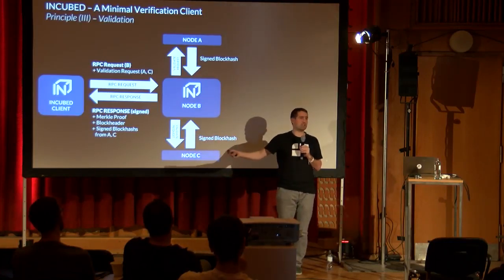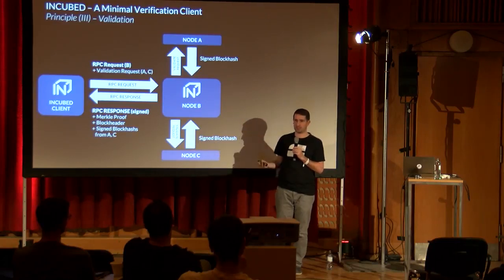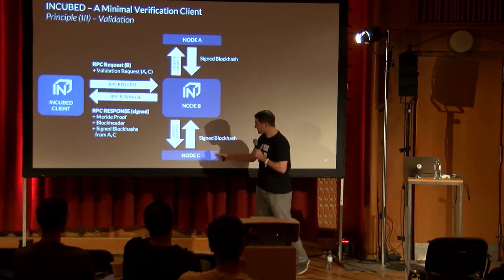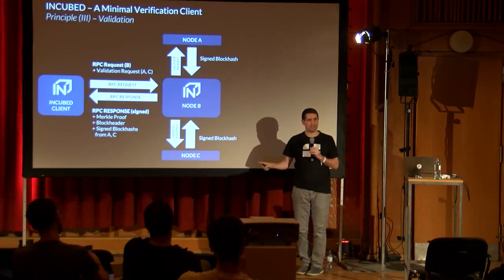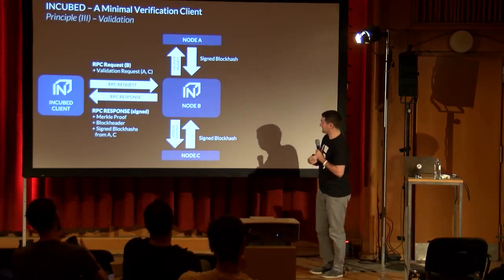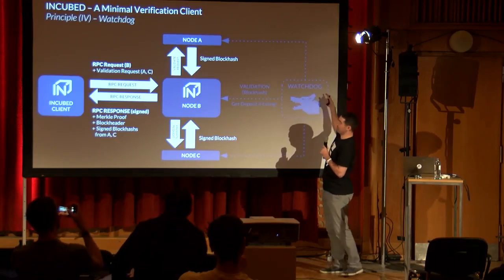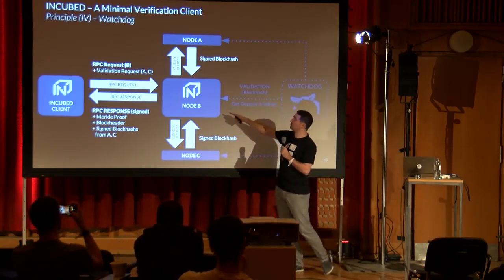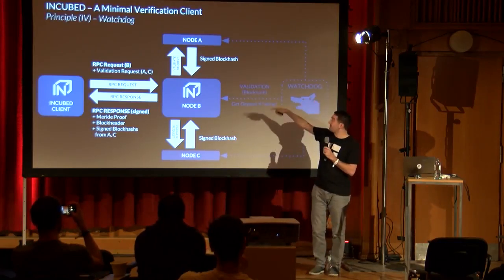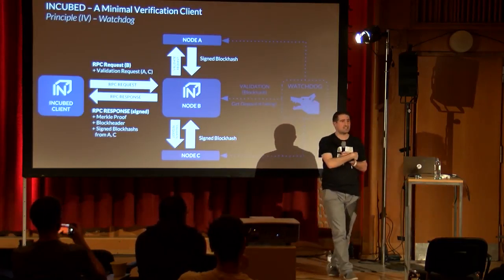They can choose them randomly, they can ask for two, they can ask for five or 10, whatever they want. The important part is, if they lie, they lose their deposit if they sign a wrong block hash. But they need to be checked. We call them watchdogs, but actually node B is checking them. Node C could even check the response from node B and so on. They can check each other if they sign the right block hash.